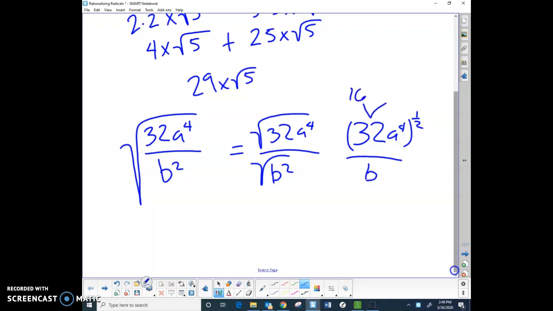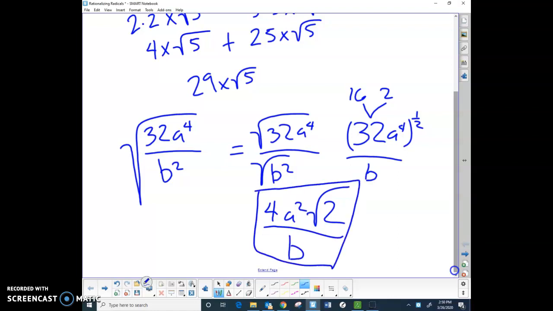32 breaks down to 16 and 2. Square root of 16 is 4. A to the 4th to the 1/2 is a squared, and I'm left with this square root of 2 all over b. So this is the simplified form of that.